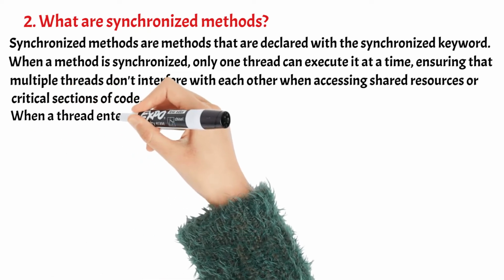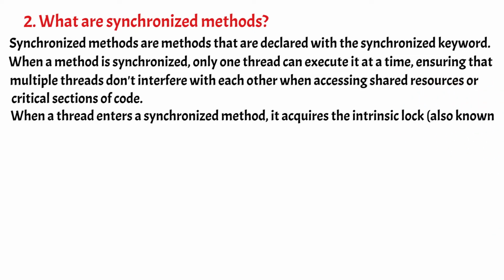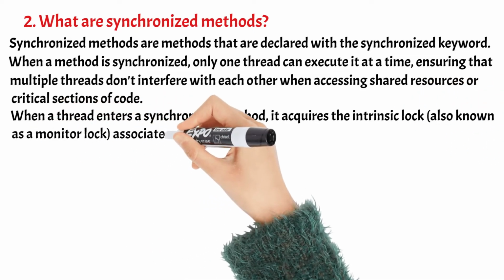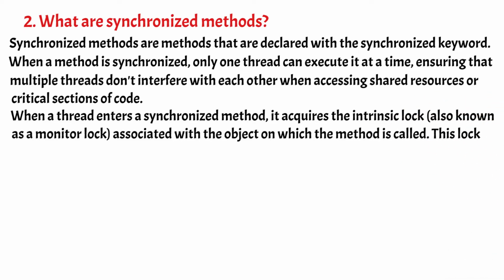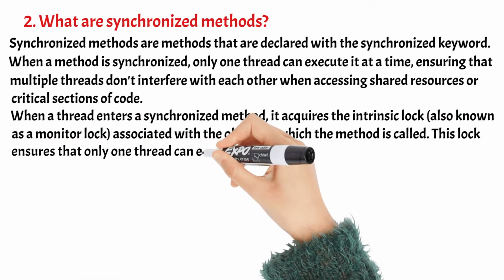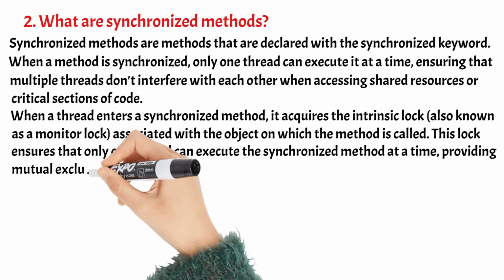When a thread enters a synchronized method, it acquires the intrinsic lock, also known as a monitor lock, associated with the object on which the method is called. This lock ensures that only one thread can execute the synchronized method at a time, providing mutual exclusion.